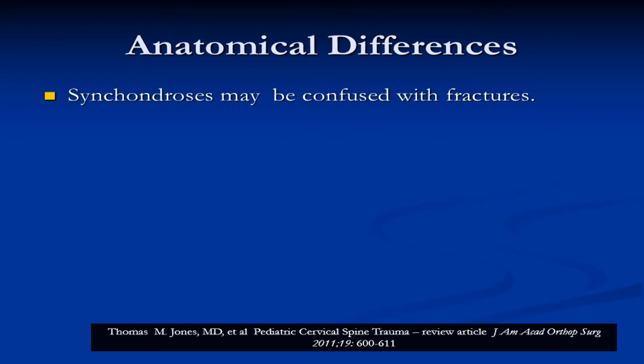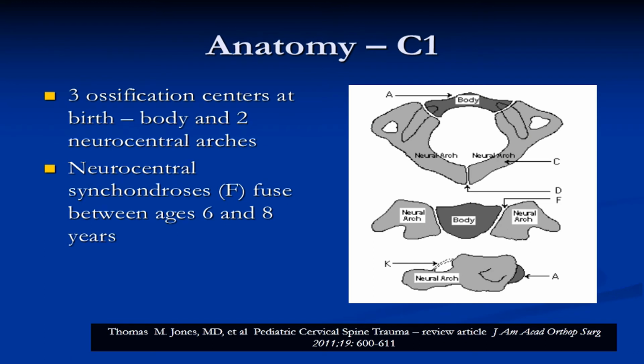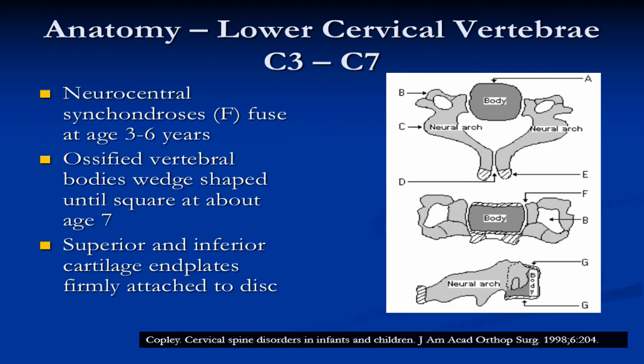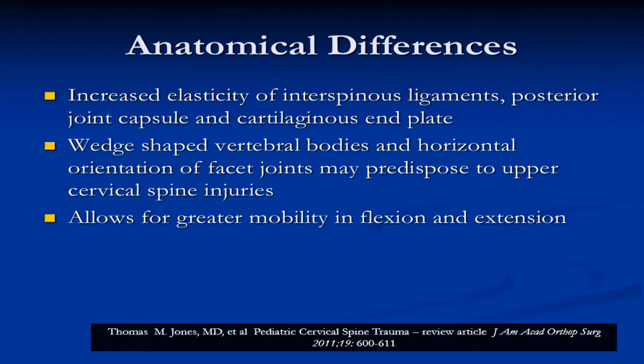As we know, for C1, the neurocentral synchondroses fuse between age 6 and 8 years. For C2, it fuses between 3 to 6 years, and for C3 to C7, they fuse again between age 3 to 6 years. Now, amongst the anatomical differences, there is an increased elasticity of the interspinous ligaments, the posterior joint capsule, and the cartilaginous end plate. The vertebral bodies are wedge-shaped, and the orientation of the facet joints is horizontal, and this may predispose to upper cervical spine injuries.